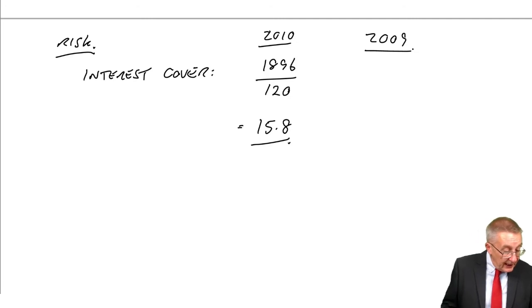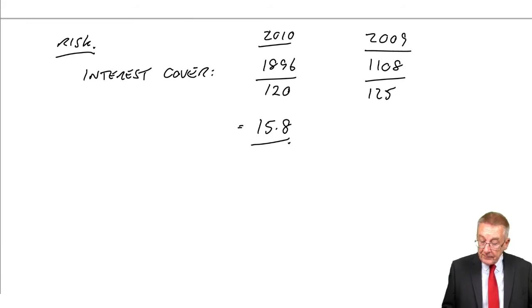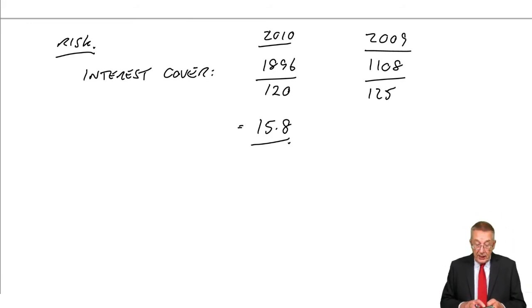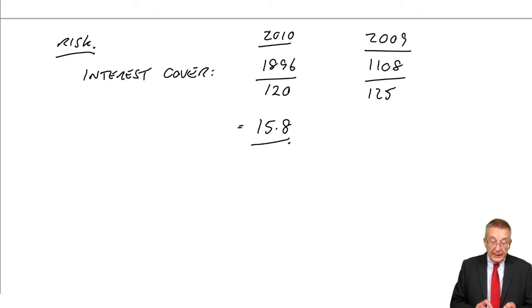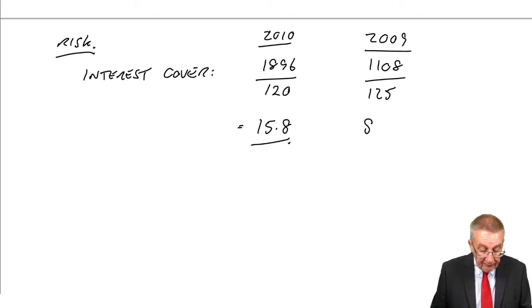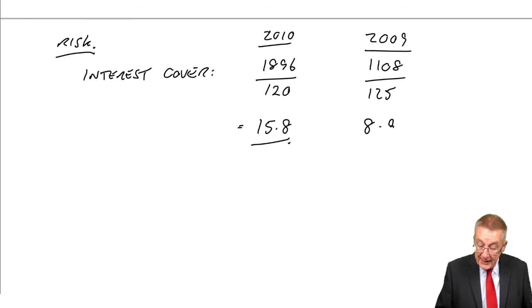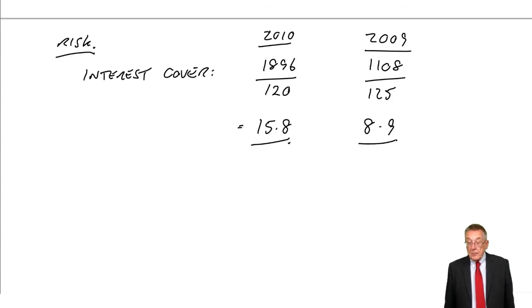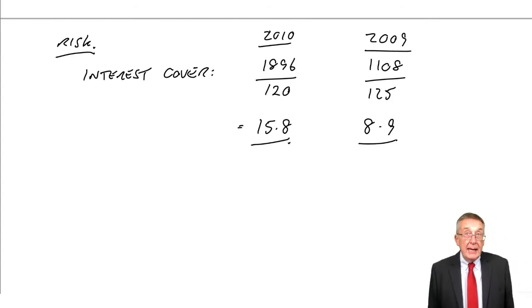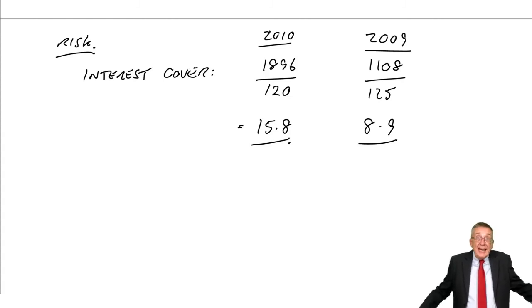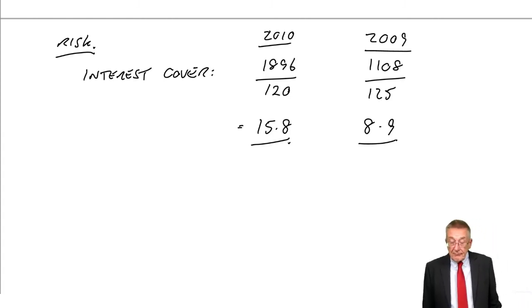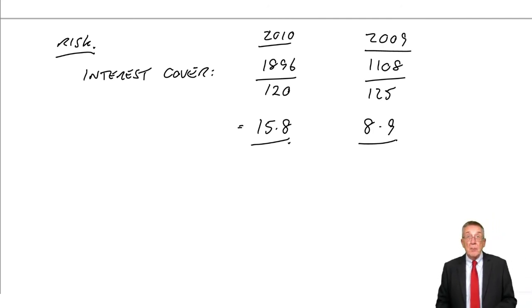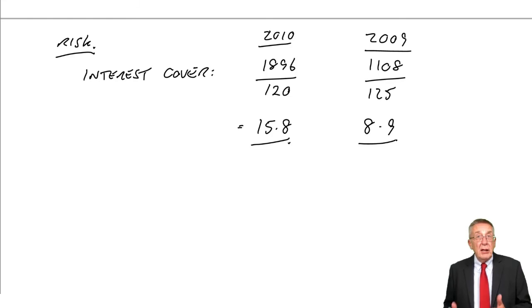Profit before interest, 1108. Interest last year, 125. 1108 divided by 125 is 8.86, 8.9. Well, again, we're easily able to pay the interest last year. This year, it's even easier for us. So there doesn't appear to be any real problem. But as was pointed out, if that got low, then things become pretty risky, if the profit happened to fall next year.